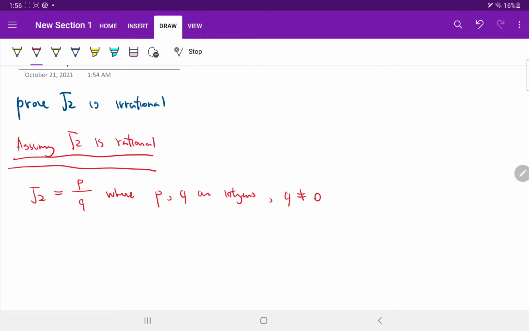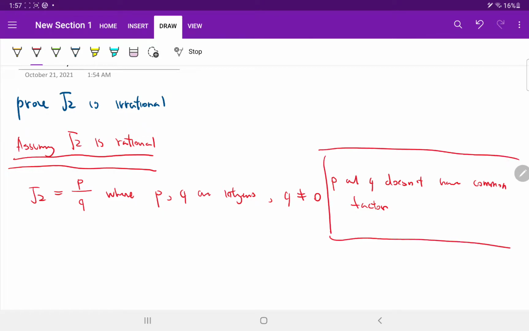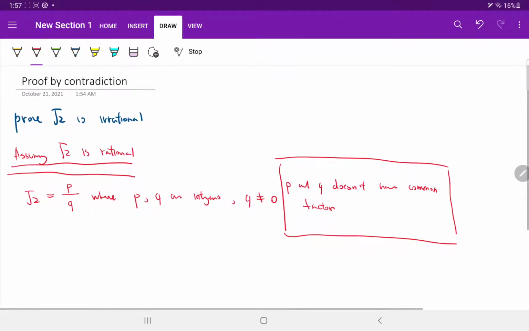One really important thing I want to say here is that p and q don't have common factors. This is really important. I need to keep this in mind. I'm actually going to square it like this so you can remember it more clearly.